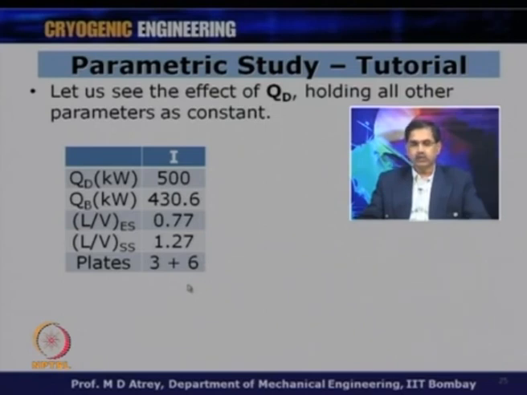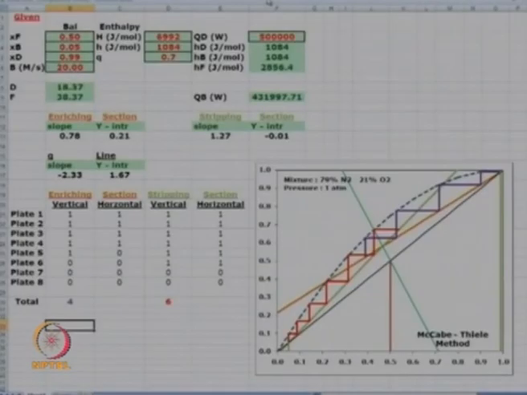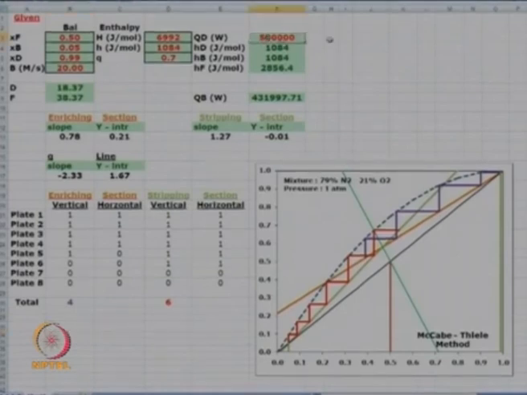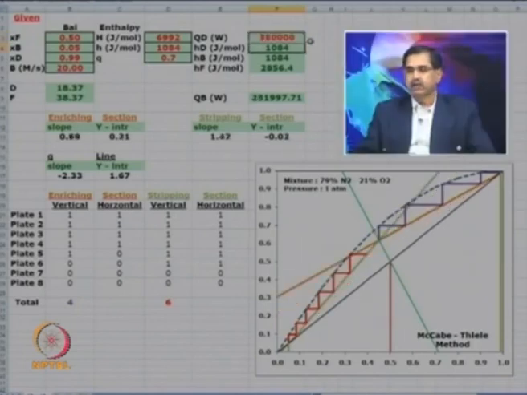Now, let us go back to the Excel sheet and see what happens if I change my QD from 500 to a different value. So, let us see the Excel worksheet. Here, this is my QD, which is 500 kilowatt, and now let us decrease it to 350 kilowatts, 350,000 watts.